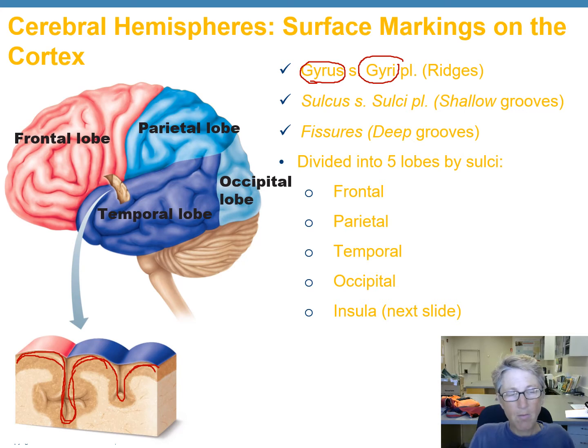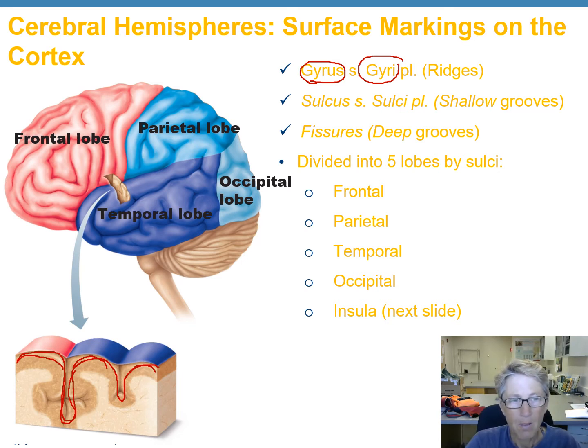Then you have to make the distinction in the brain between a shallow groove and a deep groove. You can't see it in this cartoon, but there's a fissure that separates the right and left cerebral hemispheres. That's a fissure because it's really deep. But these sulci, or a sulcus singular, are shallow grooves. And then the cerebral hemispheres, in the surface markings, are divided into 5 lobes.